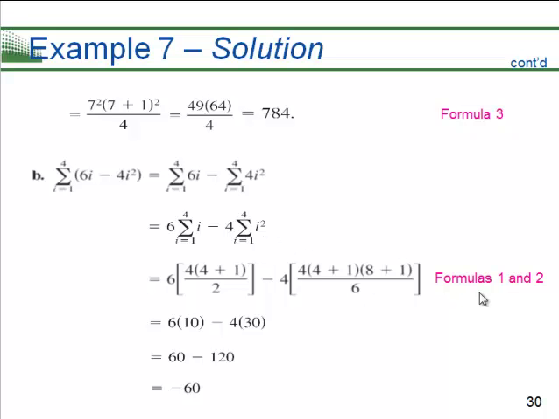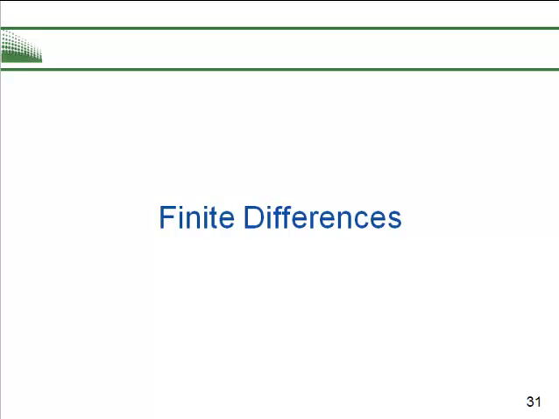I plug in two formulas, formula 1 and formula 2 here, and I multiply the first formula by 6 and the second formula by 4. I get 6 times 10 minus 4 times 30. That's just 60 minus 120, and the sum of this thing for the first 4 terms is minus 60, just using those formulas. Another example of building models is an example using finite differences.